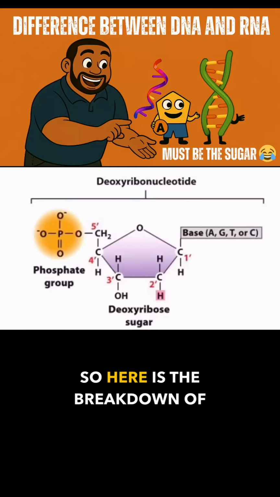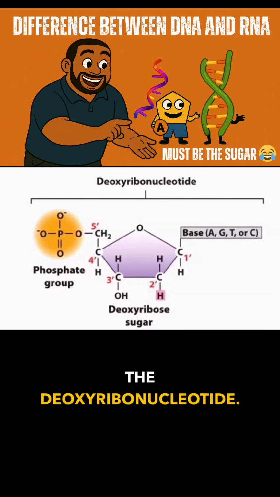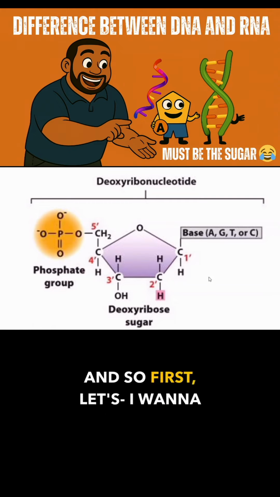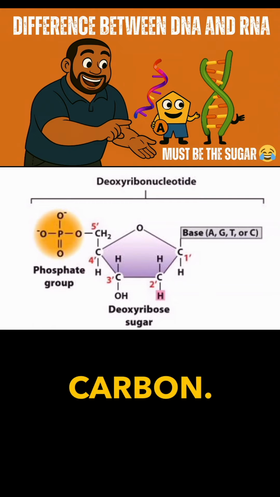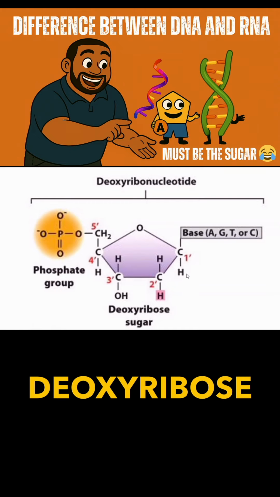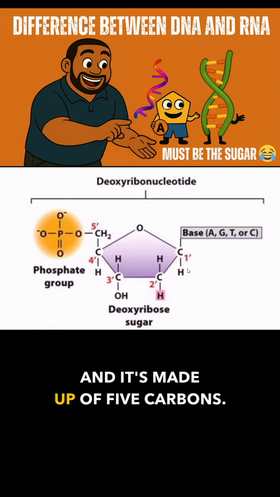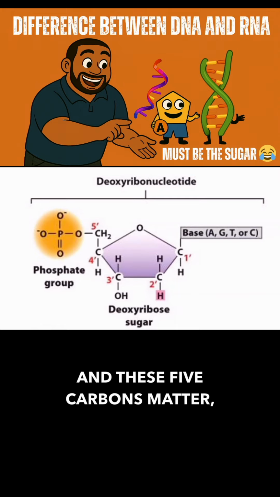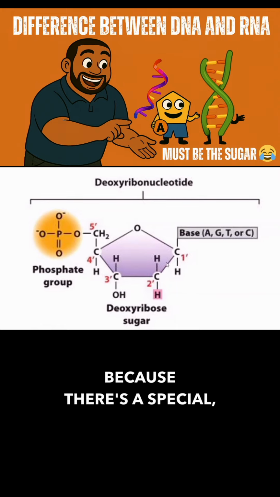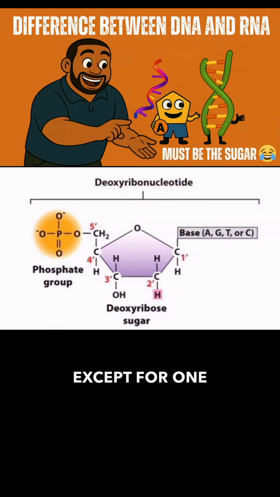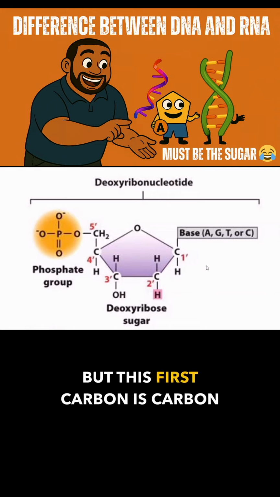Okay, so here's a breakdown of the deoxyribonucleotide. First, I want to do it based on the carbon. At the core is a pentose sugar. It's a deoxyribose sugar, and it's made up of five carbons. These five carbons matter because there's a special characteristic to each one of the carbons, except for one of them. But this first carbon is carbon number one.